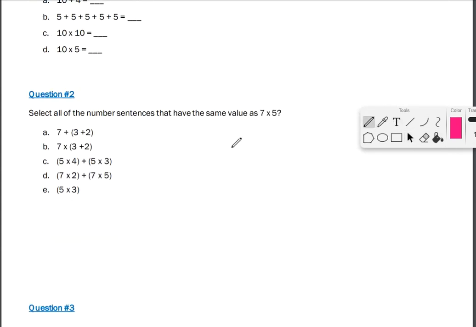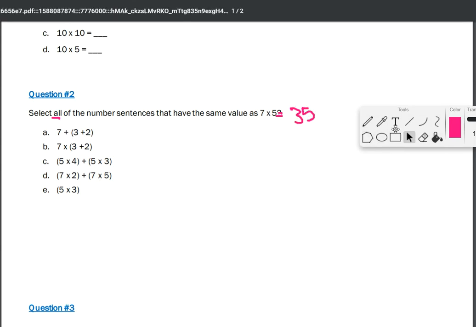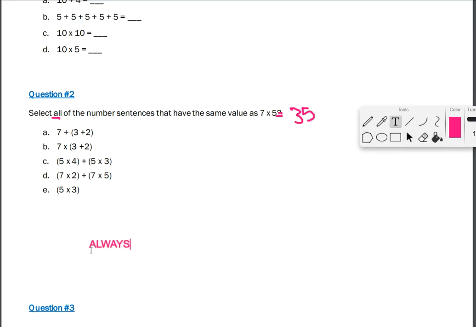All right, select all, there it is, of the number sentences that have the same value as 7 times 5. Okay, well, finding out the value of 7 times 5 sounds important, so let's skip count by 5s. 5, 10, 15, 20, 25, 30, 35. So I'm looking for things that equal 35. Remember, always do your parentheses first. Always. No matter how tempting everything else looks, the parentheses go first.